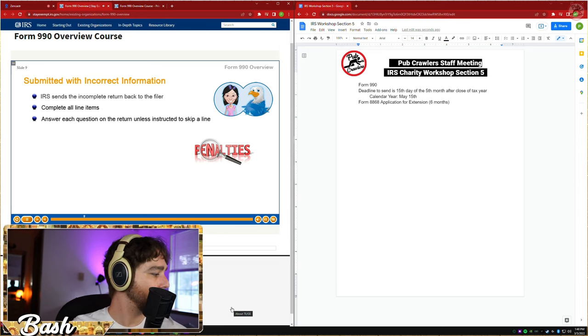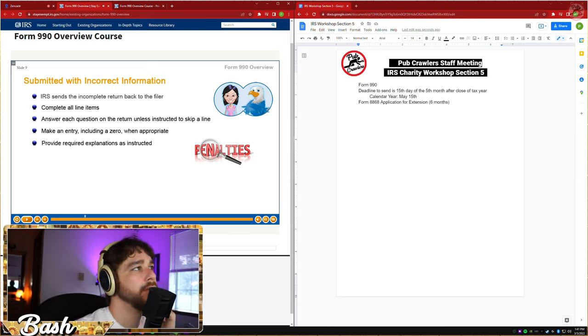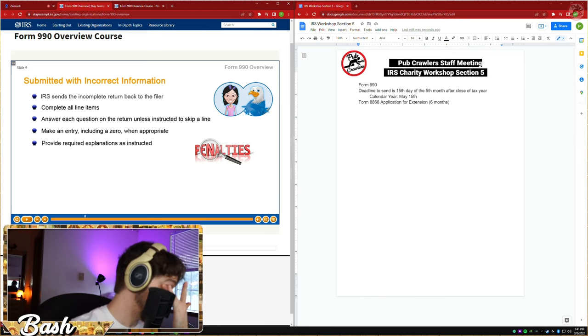Do they give you a deadline after they send that? Unless instructed to skip a line, make an entry, including a zero when appropriate, and provide required explanations. Say that again. Like for the penalties, right? If you put in wrong information, then they have to mail it back to you. Do they give you a deadline after that, or can you get smacked with the penalty and you have to refill out the information? That was my only question.